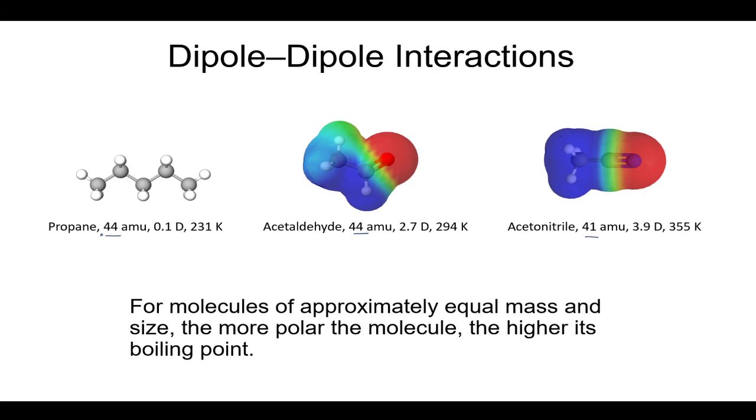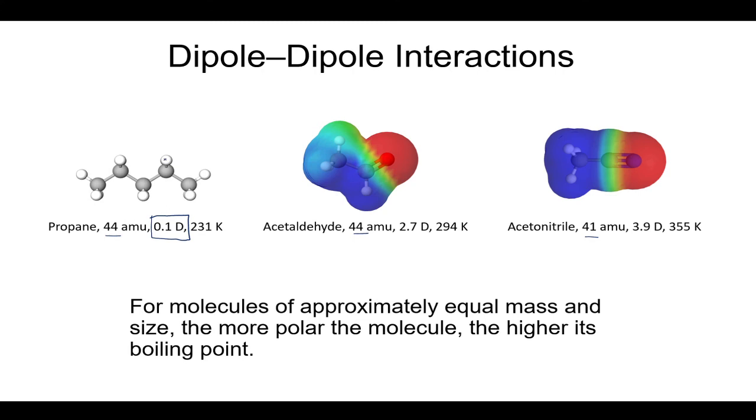This propane doesn't really have a dipole-dipole force. Why? Because the sharing of the electrons is pretty similar between the carbons and the hydrogens. There's not really a dipole that develops. And it's really symbolized here by 0.1 debyes. This is a unit of that dipole. So this really only has dispersion, not really dipole-dipole forces.